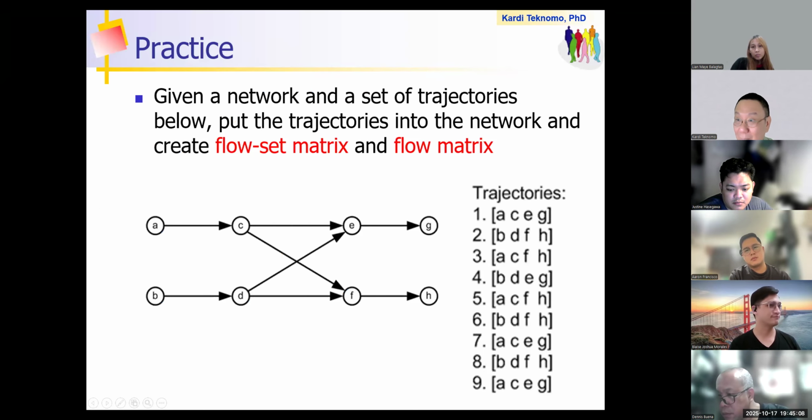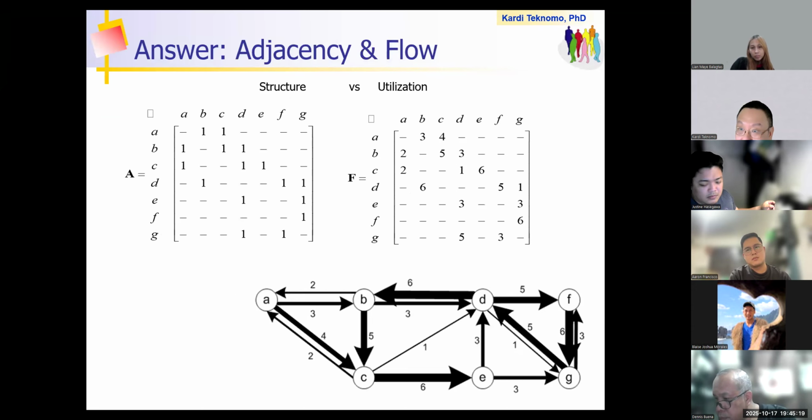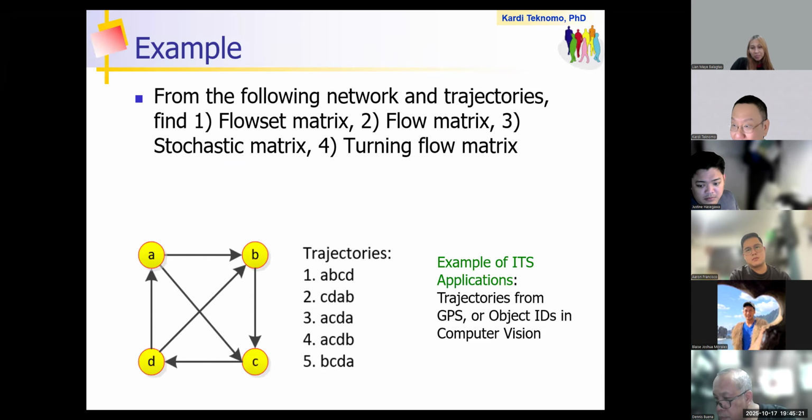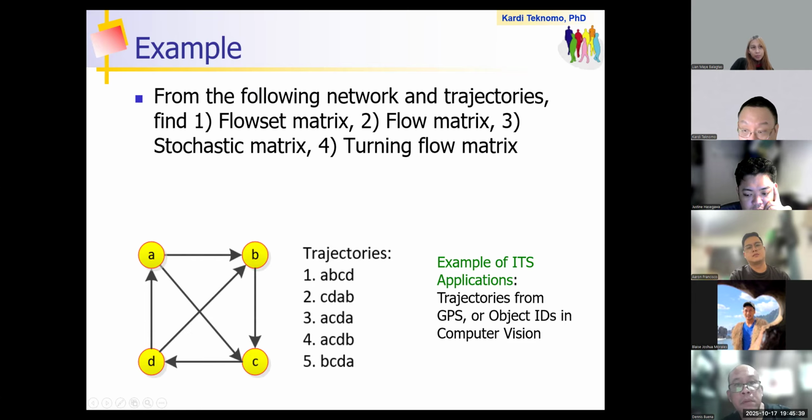Okay, so then you can practice this, yeah. Once you have the network, you can practice the input and trajectory to get the flow matrix and the adjacency matrix and so on, yeah. With this, you can apply it for any intelligent transport system, basically. The trajectory can come from GPS, from computer vision, or any object ID that you can get with technology.